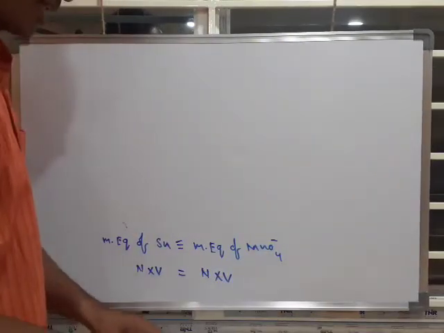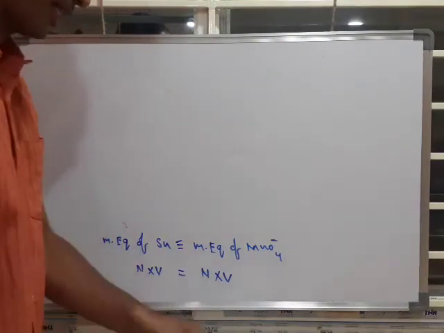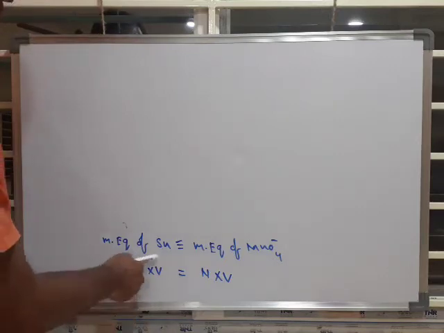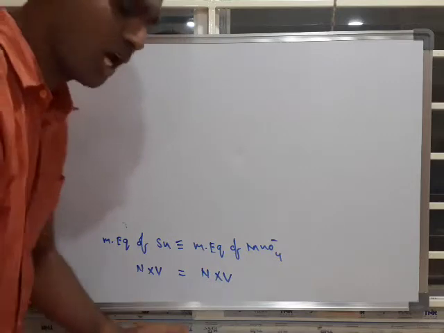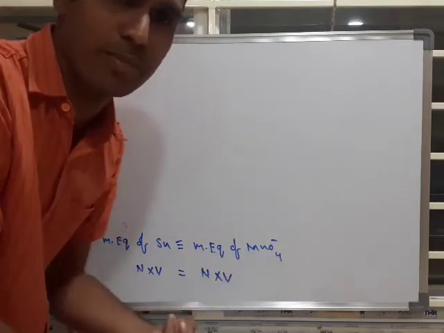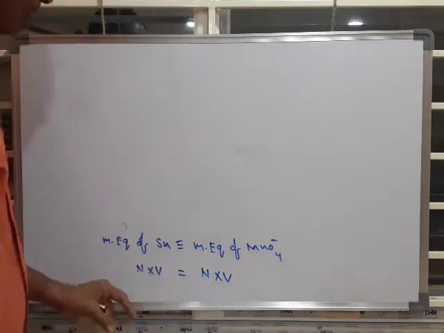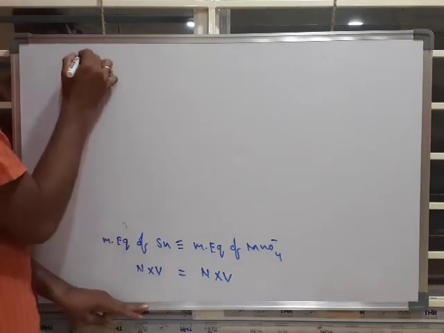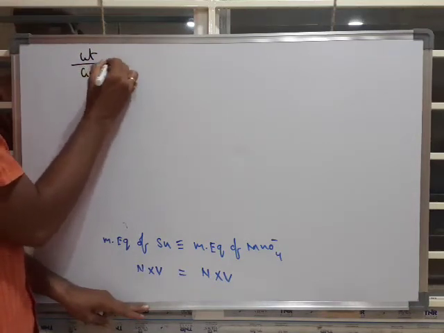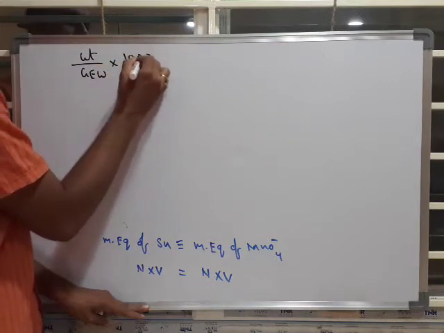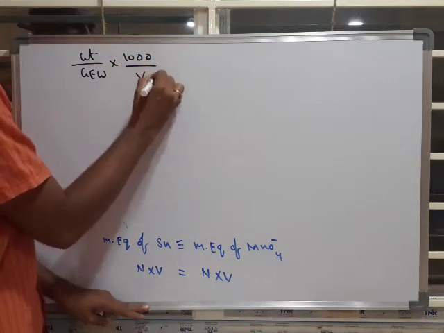See, so what is the normality? In the question, is there any normality given? No, nothing about normality is given. But we know how to calculate normality: weight by equivalent weight. So here let me expand: weight by gram equivalent weight into 1000 by volume in milliliters.